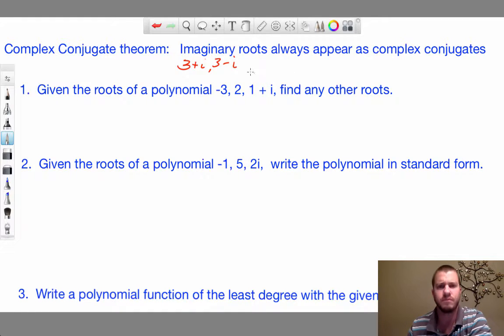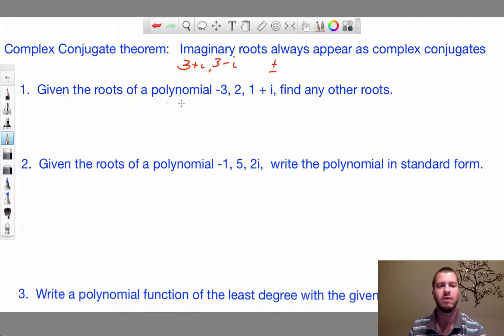And if you remember, anytime there was an i, it always appeared with that plus or minus, which is why they always appear as complex conjugates. Either it was through the quadratic formula that we got an imaginary number, or taking the square root of both sides. But either way, you always had that plus or minus. So it always appears as complex conjugates.